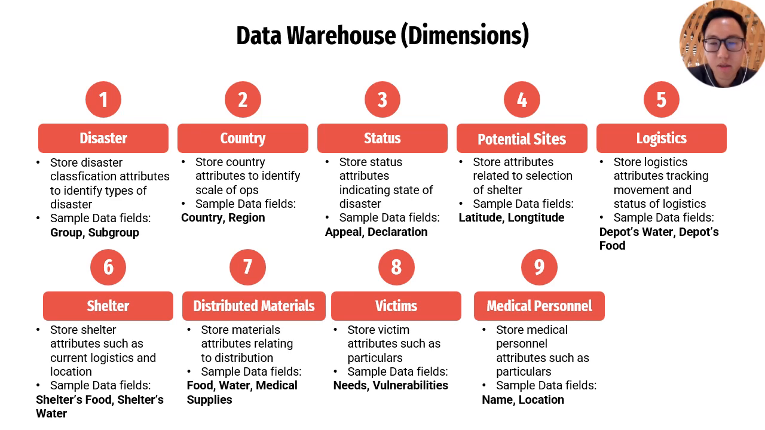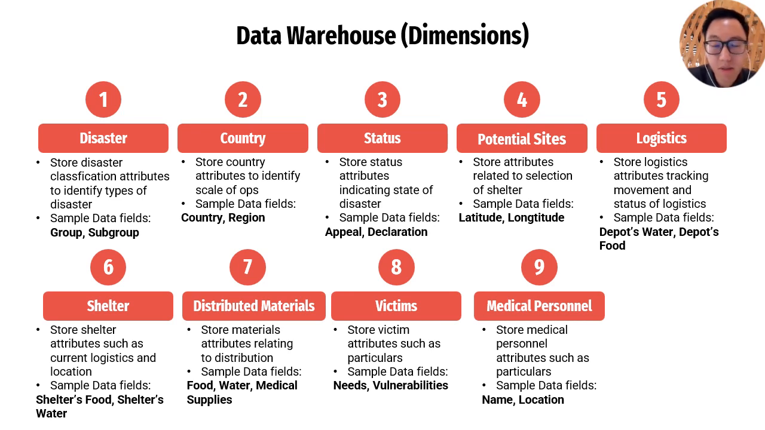A data warehouse is literally just a warehouse where it allows users to view data across the organization and makes it easier for us to do business intelligence or analytics. So in this slide, we present more on the dimension side, which are things that are quantifiable, such as names, country, etc. In our group, we have identified 9 different dimensions that we can do analytics on, ranging from disaster to medical personnel. So I'll briefly run through.